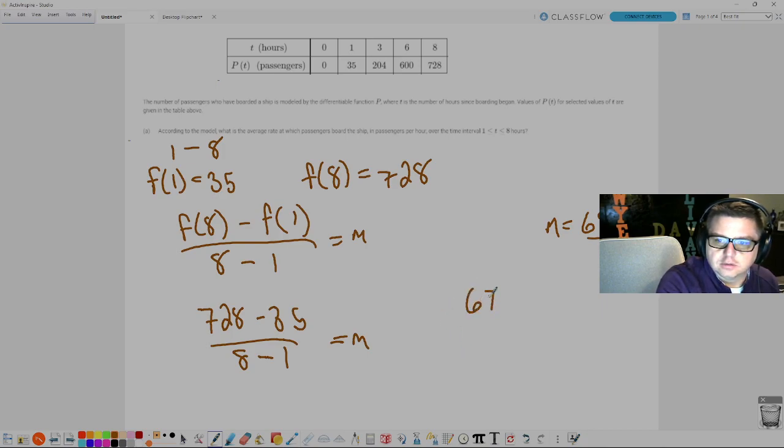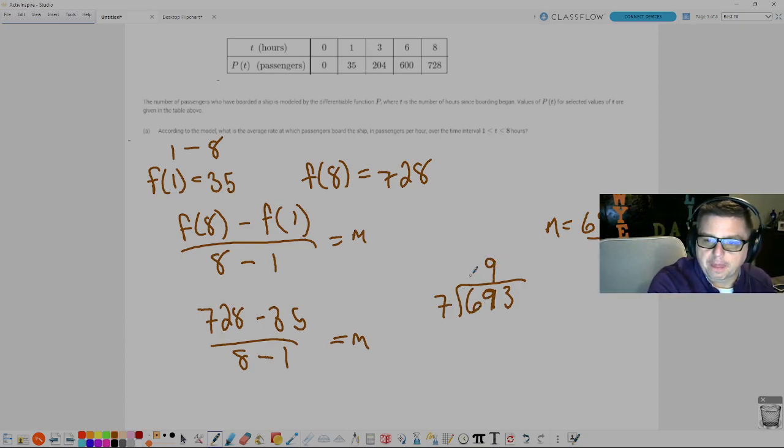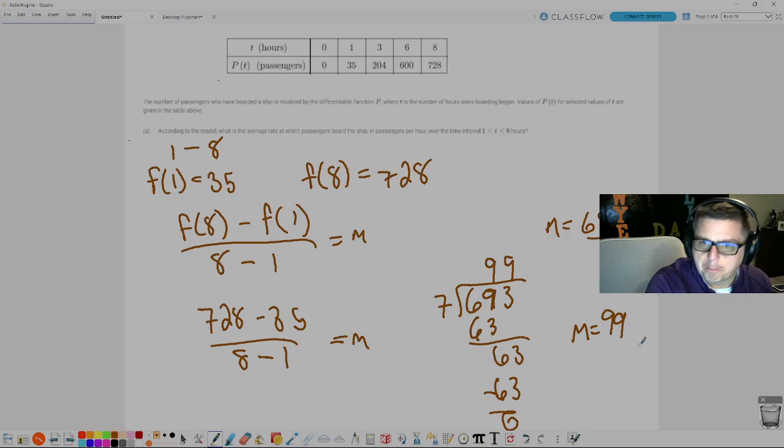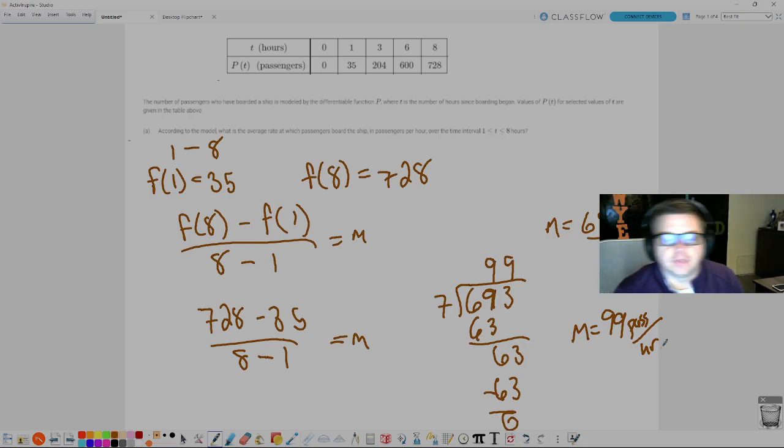Now, can this be simplified? Let's do 693 divided by 7. So 7 goes into 69 nine times, right? 72, 81, 63. Okay, 63. That gives us a 63, and then 9 times 7 is 63, which gives us a 0. So then our slope becomes 99 passengers per hour. That is the average rate that passengers are boarding this ship, I think.